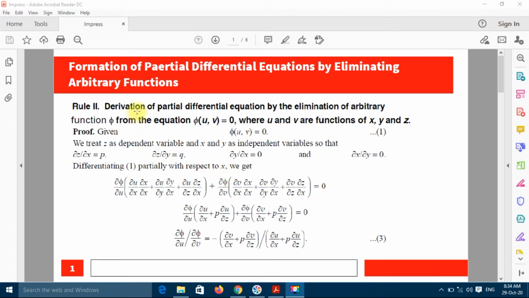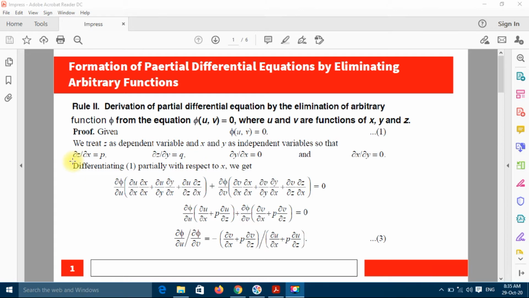Now the derivation of partial differential equation by eliminating arbitrary function phi from the equation phi(u, v) is equal to 0, where u and v are functions of x, y and z, means u is a function of x, y and z, and v is also a function of x, y and z. Now we are trying to prove this result to find the required partial differential equation. So given phi(u, v) is 0, and you know z is supposed to be the dependent variable, and x and y will be independent variables.